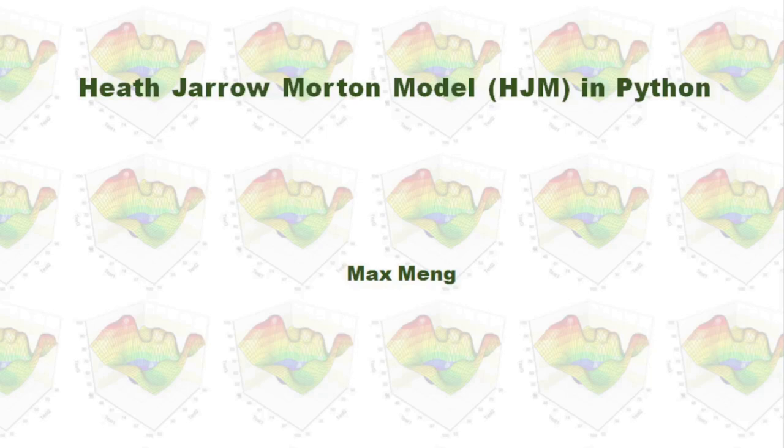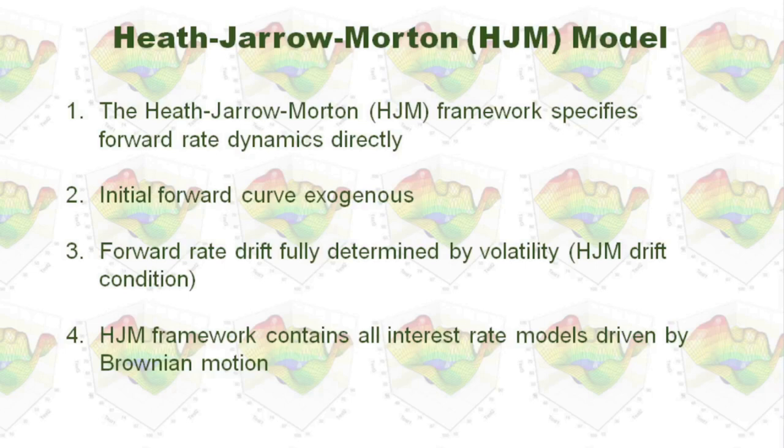This time, I'm going to talk about the HJM model, including how to calibrate the HJM model and how to use it for pricing in Python. The HJM model or HJM framework specifies forward rate dynamics directly. It has an exogenous initial forward curve and a forward rate drift fully determined by volatility. And the HJM framework contains all interest rate models driven by Brownian motion.